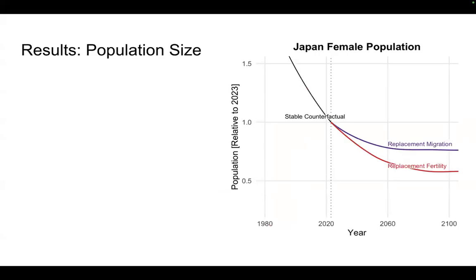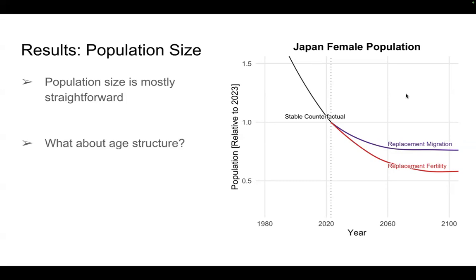Okay, so now I'm going to talk about some results. This is the result I showed you at the beginning of the talk about population size, and I want to return to it, having shown you a bit more of what's going on under the hood with the formalism. What I actually want to say is that population size, at least in this case, is somewhat straightforward. We can see that both of these paths, the replacement migration and the replacement fertility case, follow a similar trajectory, just that the replacement fertility trajectory is more pronounced than the one for replacement migration.